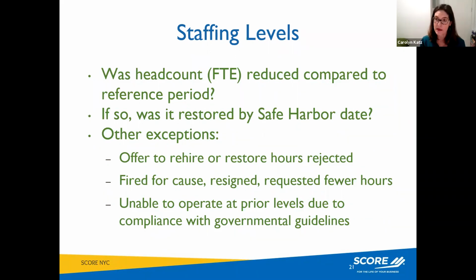If you offer to rehire somebody or to restore hours that were cut and they refuse, that doesn't count against you. If they were fired for cause, if they resigned voluntarily or voluntarily requested to work fewer hours, again, that won't count against you, but keep that documented. And then the last thing is this new safe harbor that I talked about. If you're unable to operate at prior levels due to compliance with governmental guidelines.